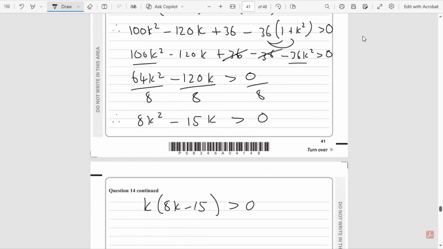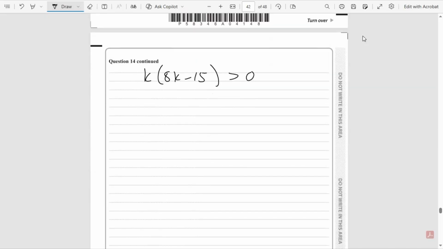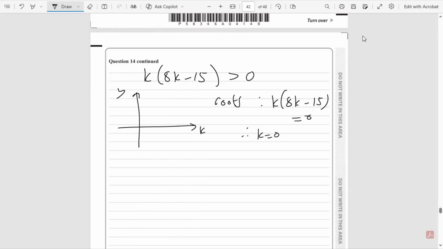So of course, this is a quadratic inequality, and the best way I think to solve quadratic inequalities is just to do a little sketch. Let's put k on the x-axis and y up there. So what would the roots be for this quadratic? Well, if it was k times (8k minus 15) equal to 0, you would have k equals 0 as one root, and you would have k equals 15 over 8 as another root. So let's just put 15 over 8 there.